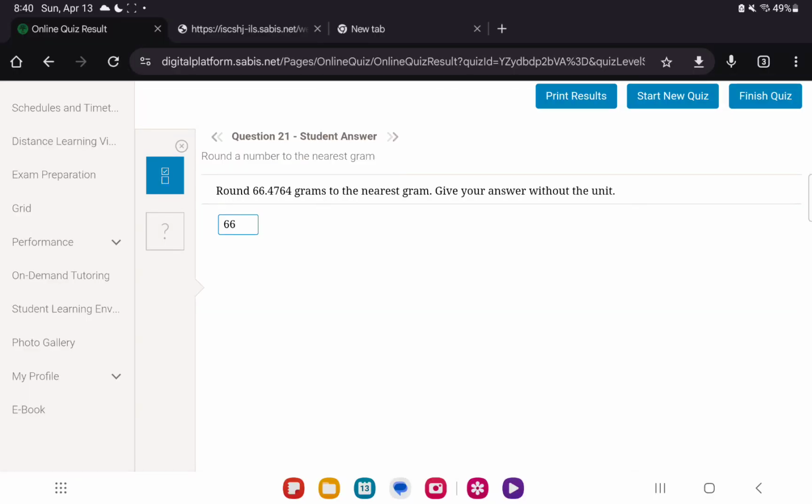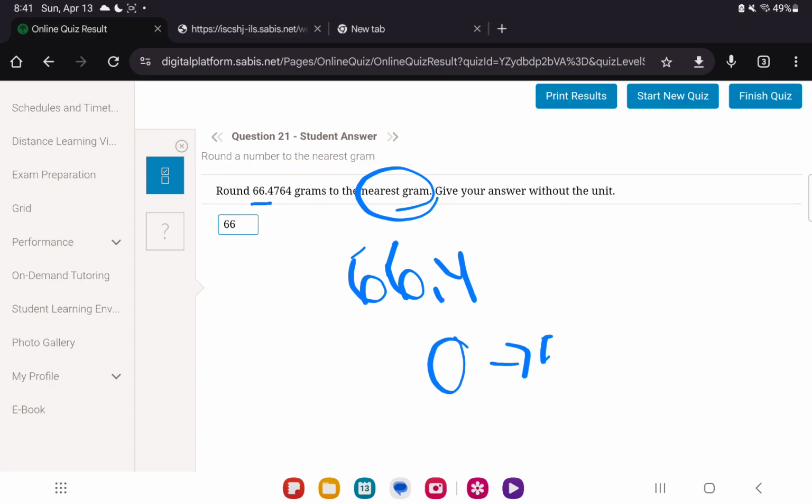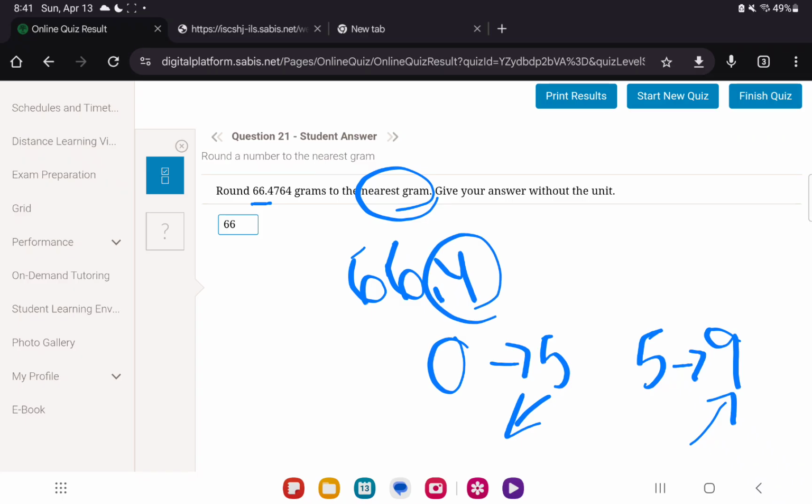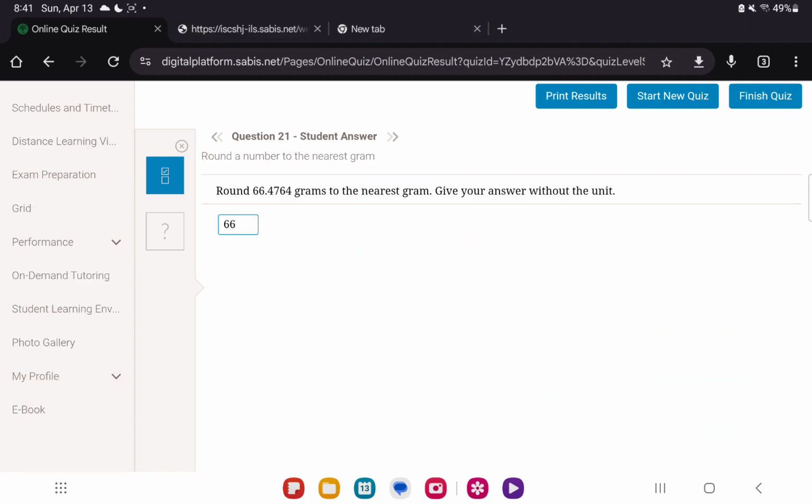This is also very easy. These questions are easy. Now they're telling you to round to the nearest gram. What they mean by the nearest gram is so you don't have any decimal points. So we only take the number and the first decimal. So 66.4. 4 is less than 5. So it's from 0 to 5, you round down. And from 5 to 9, you round up, okay? So this is below 5, so you round down, so it's 66.